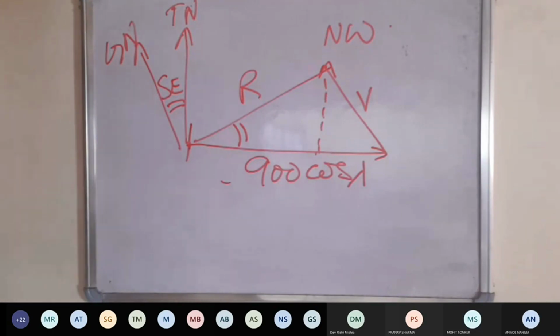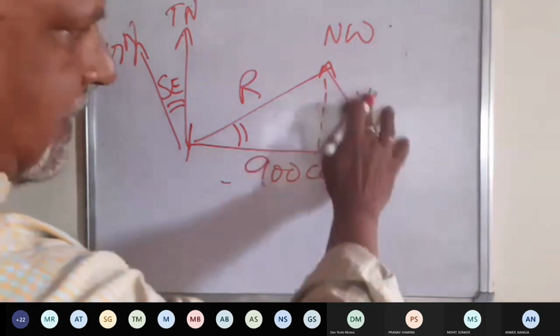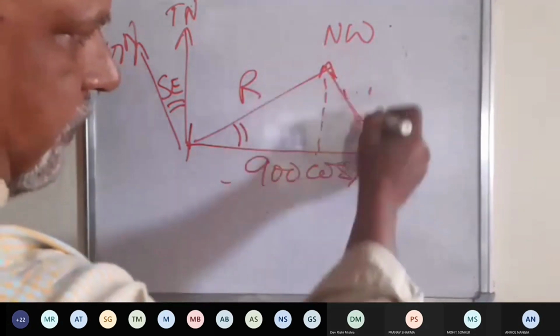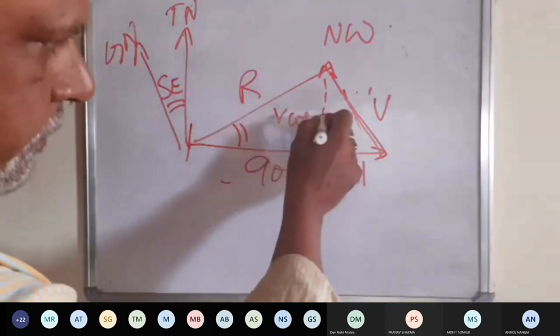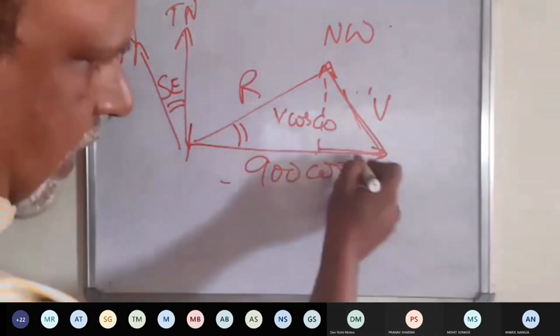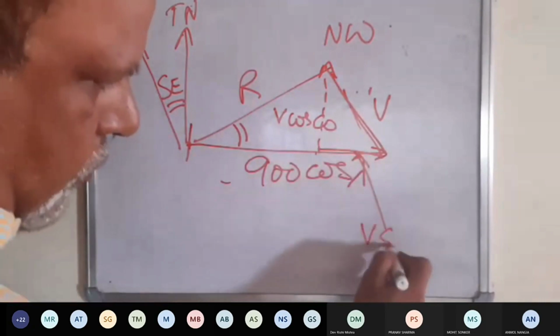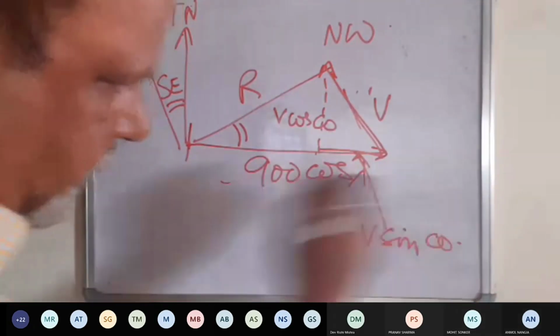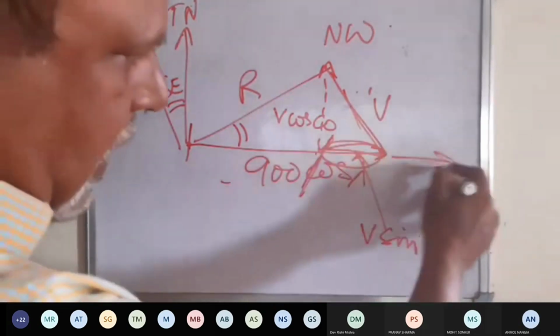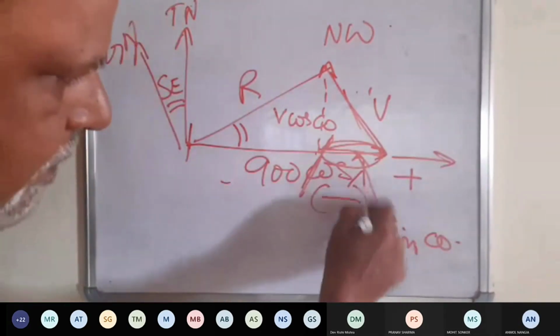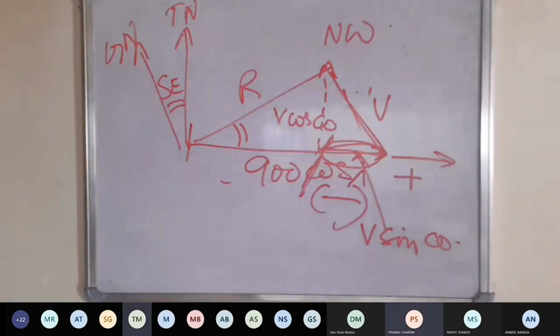Giving you a simple lead. The value will remain the same. This one is B, this is still remaining B cos course. This one still remains B sin course. Only the thing is that you are going to not add but subtract. V cos course divided by 900 cos lat, V will just become minus.